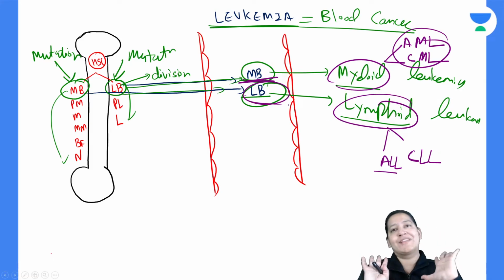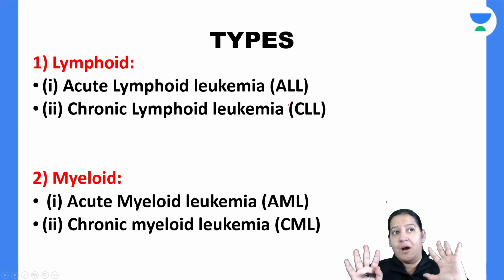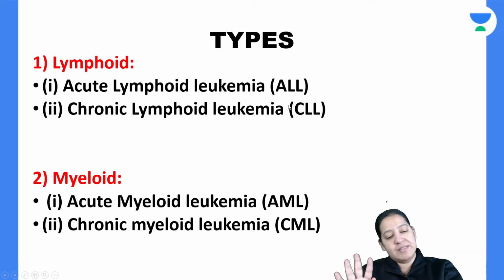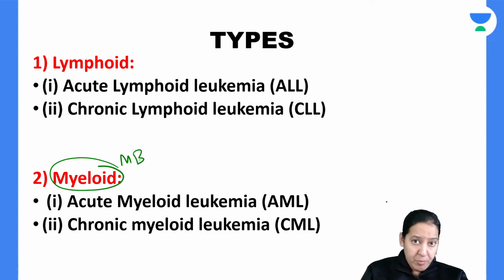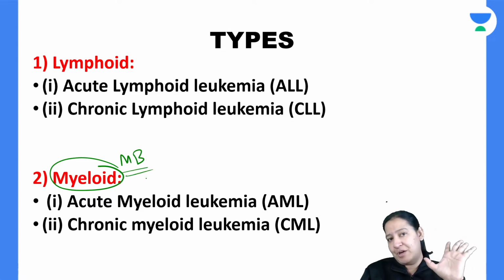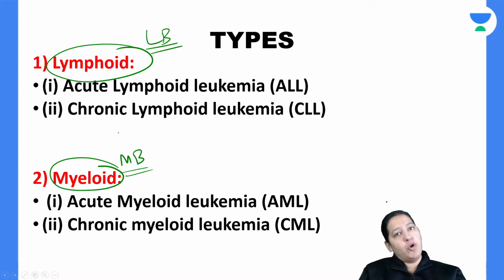I tried hard to explain the concept to you. Have you got it? So we have 4 types of leukemia. You can say 2 types or 4 types, whatever is your wish. We have 2 basic types: myeloid leukemia, in which myeloblast comes in the blood, leaving the bone marrow because of mutation in the myeloblast. And in lymphoid leukemia, the lymphoblast will come in the blood, leaving the bone marrow because of the mutation.